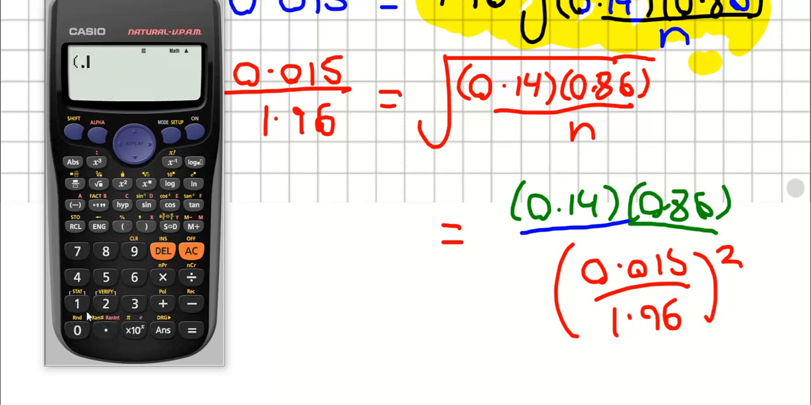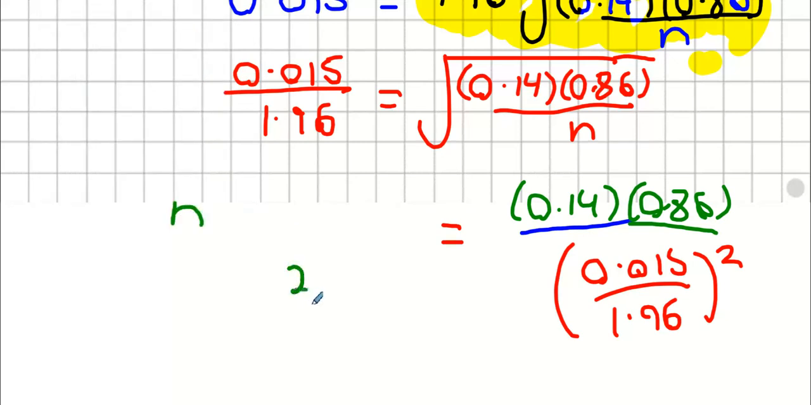So 0.14, sorry, fraction button. 0.14 times 0.86, all divided by 0.015 over 1.96, squared. Who got 2060? Call it, because it's to the nearest 10. Who got that? Okay.